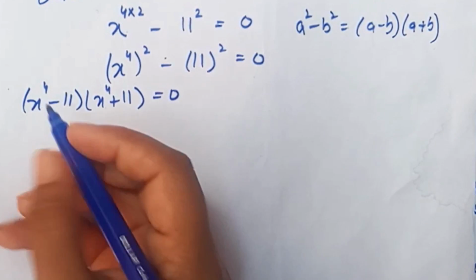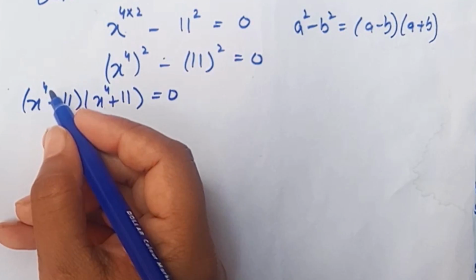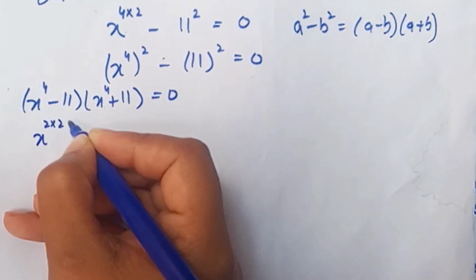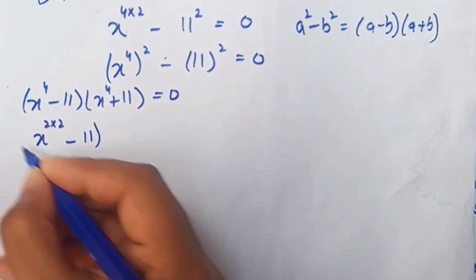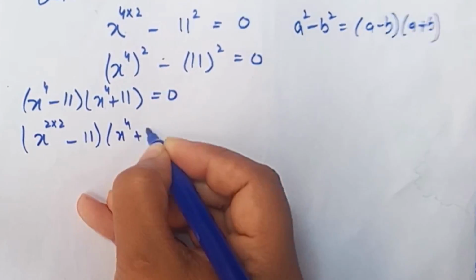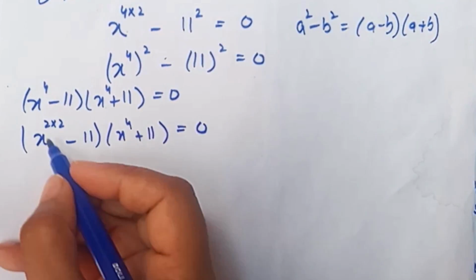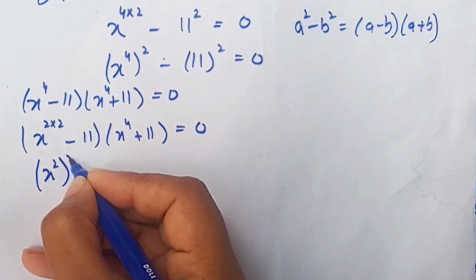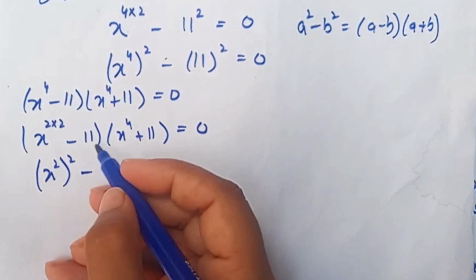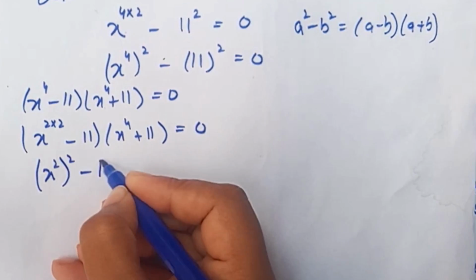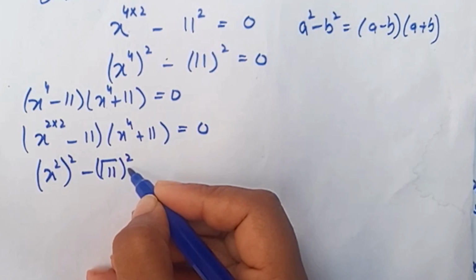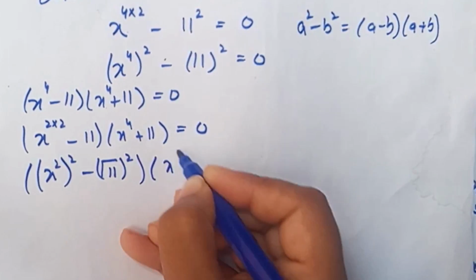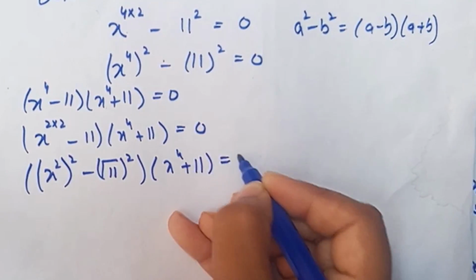So in the next step, look at this x raised to the power 4. We write this as x raised to the power 2 multiplied by 2, which is also equal to 4, and we copy the remaining value. This is equal to 0. Now we write this first term as x square, then again multiplied by 2, minus we write this 11 as square root 11 whole square, and we copy this value as it is, x raised to the power 4 plus 11. This is equal to 0.